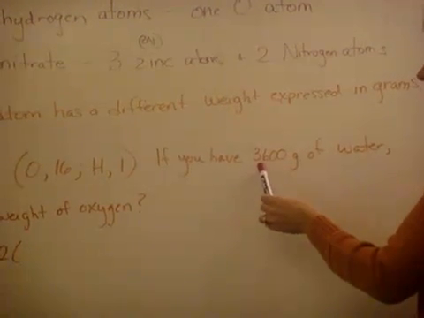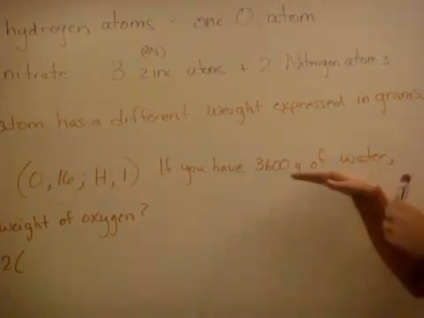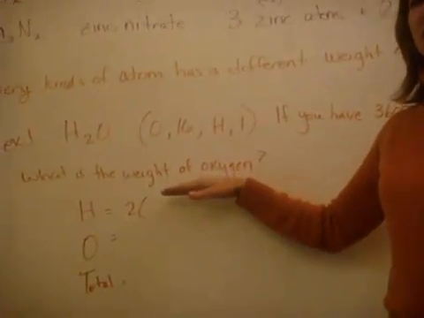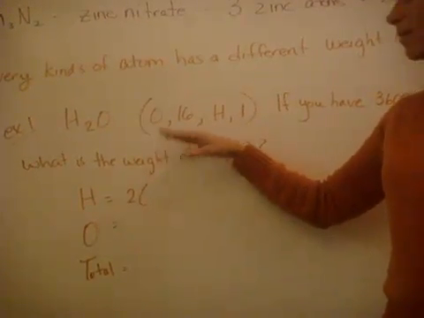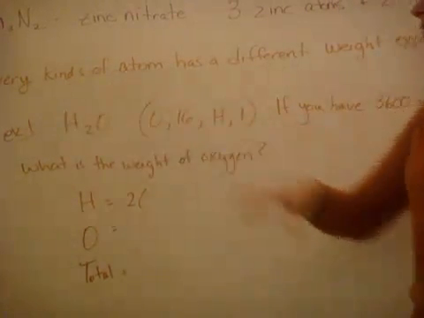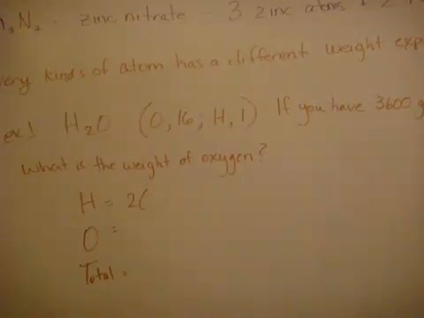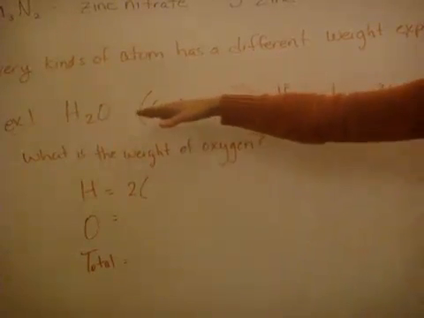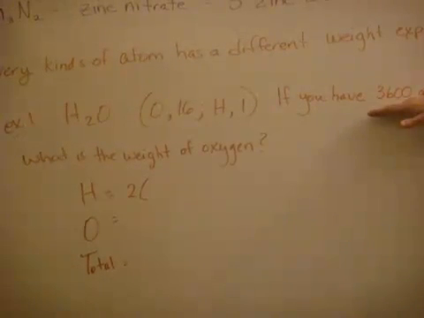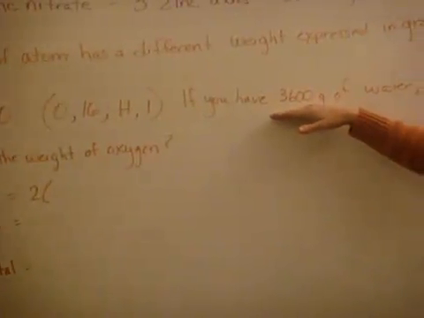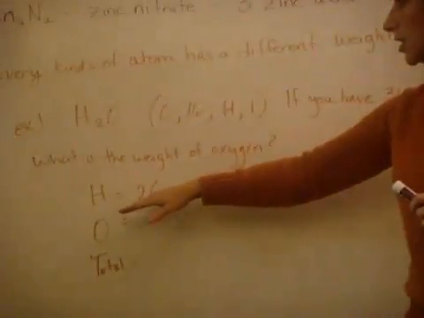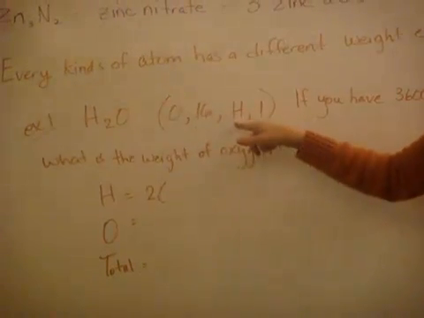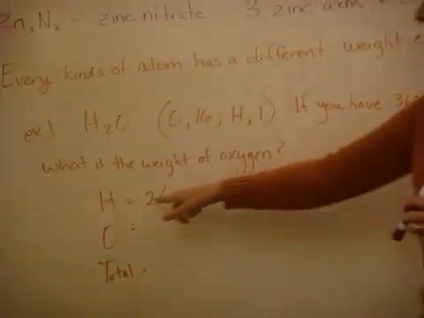If you have 3,600 grams of water, that's your molecular weight. They want us to find out what is the weight of oxygen. So we have the weight of the whole molecule. We need to find out what the weight of just one oxygen would be if it was 3,600, how much the oxygen would weigh. So we have hydrogen, there's 2 hydrogen atoms. So we have to take the weight of the hydrogen atom, which is 1, times 2.